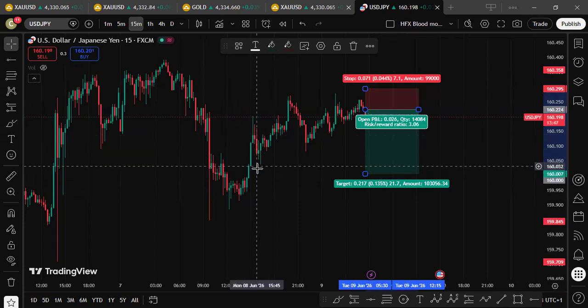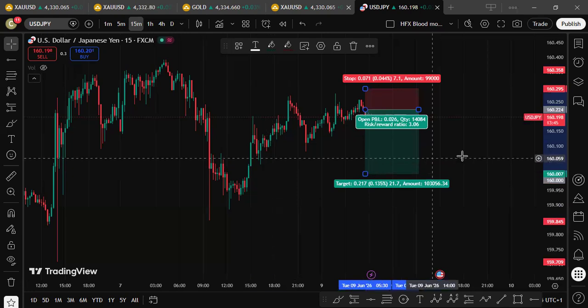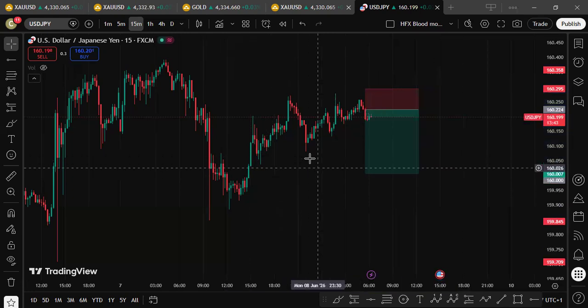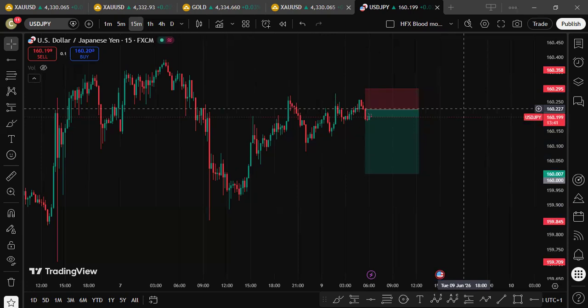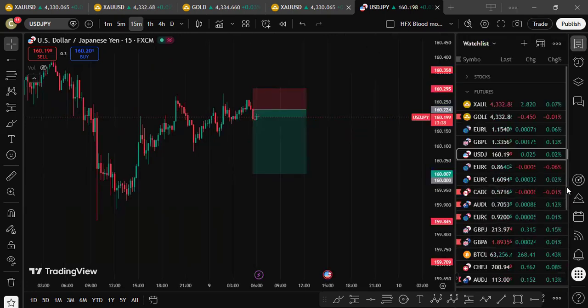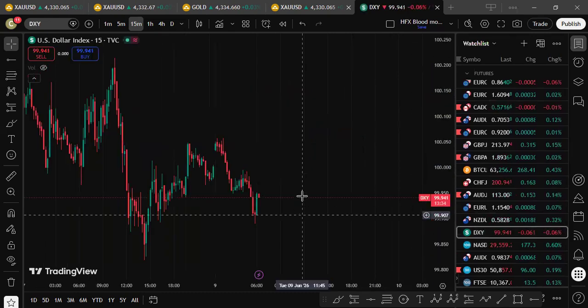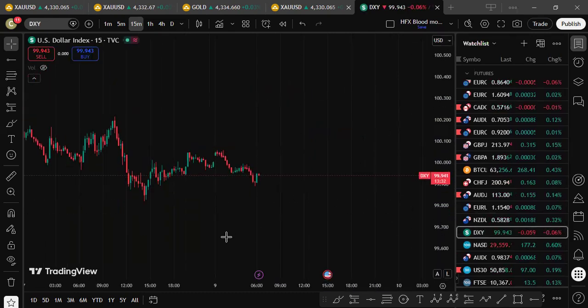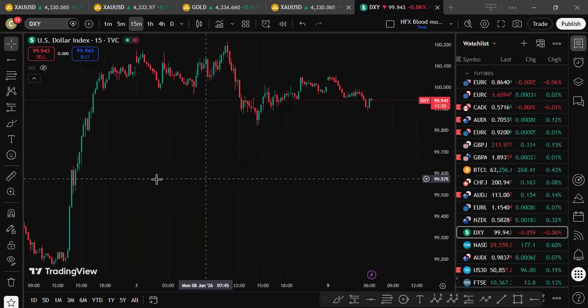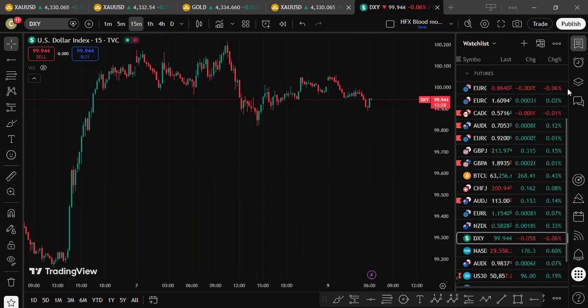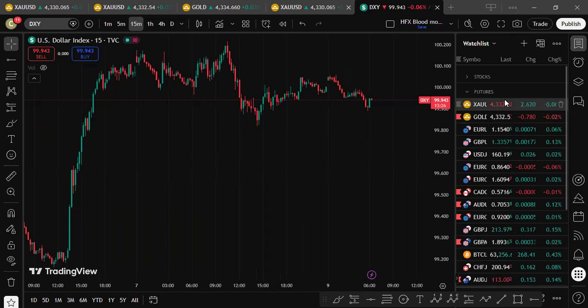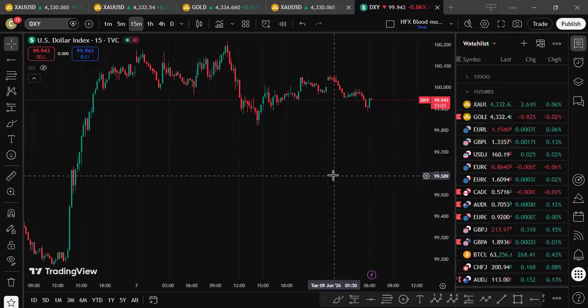And if you look at it, this is actually a good point for this market to sell to, right? If we look at DXY, you see it has a strong potential of actually selling, right? That's the same thing we are seeing on gold as well.